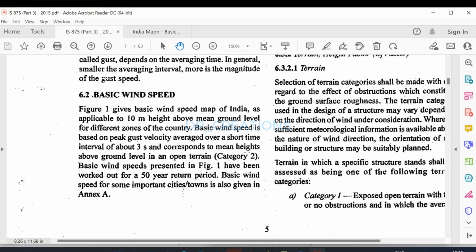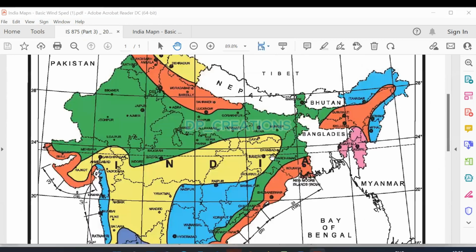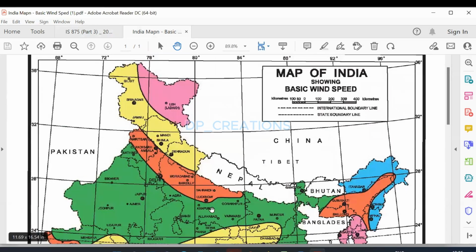And it corresponds to mean heights above ground level in an open terrain, Category 2, which will also come later. Basic wind speeds presented in figure 1 have been worked out for a 50-year return period. Basic wind speed for some important cities is also given in Annexure A. So this is your basic wind speed you can find from this map.